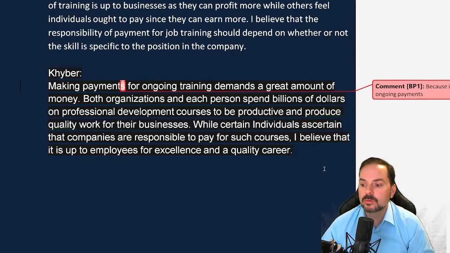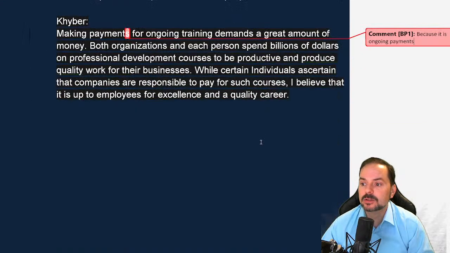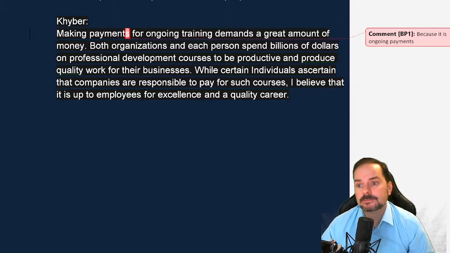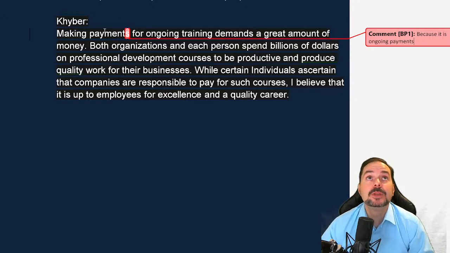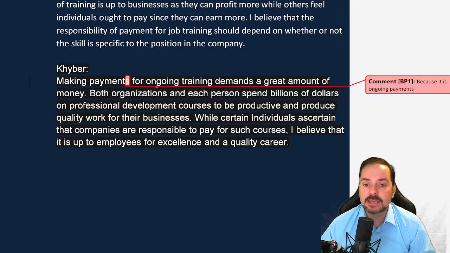And I will show you how an IELTS examiner actually looks and thinks about a piece of writing when they're evaluating this. Okay, and Kyber, I hope you're okay with me doing this. If you're not, let me know right now. Okay, but this is how an IELTS examiner that's trained well will assess your introductory paragraph and your level of writing here, okay? All right. So making payments for ongoing training demands a great amount of money. The reason why is because of ongoing training, Kyber, so that would be a plural, right?